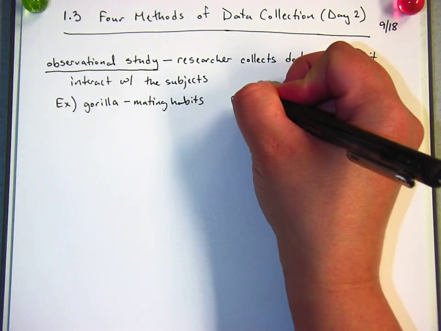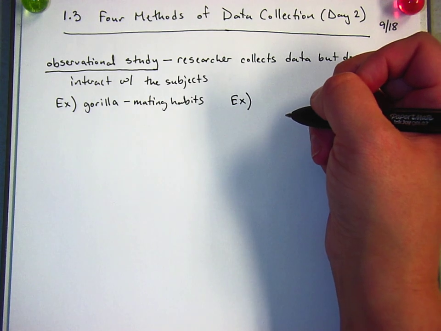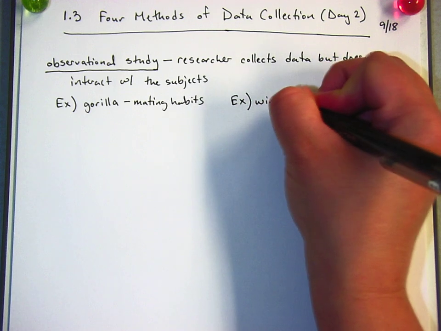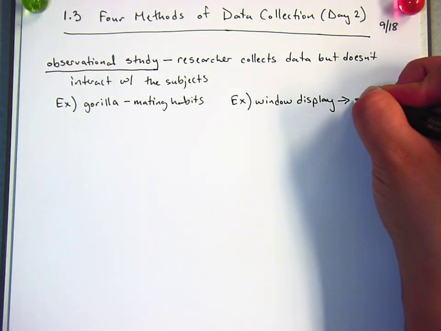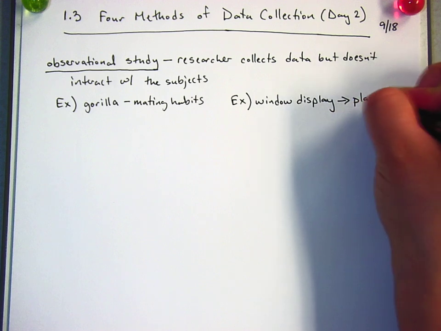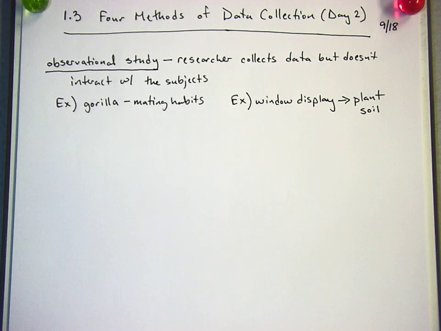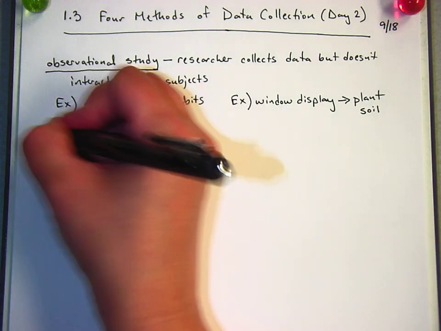More realistic example would be, let's suppose you wanted to see if a new window display at the hardware store with, I don't know, a new kind of plant soil will sell. That would just be put up the window display and see what happens. You don't encourage people to buy it, you just see what happens. And hopefully the window display does it, and if it doesn't, then you know that the window display didn't work.